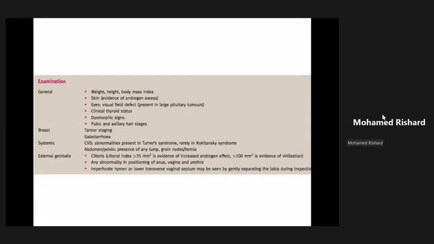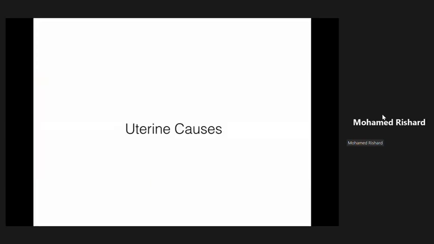They are genetically males, but they are being grown or presented as phenotypically female. So I'll explain it to you. You have to examine the labia also to see whether there are testicular masses. Okay. We'll quickly go through cause by cause.